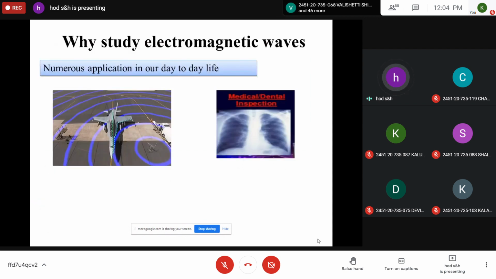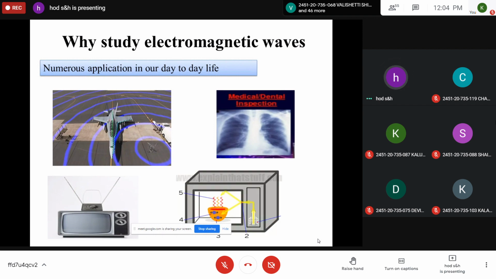So why do you have to study these electromagnetic waves? Because there are numerous applications. All these radar systems, aeroplanes, space rockets, all of them take these electromagnetic signals only. Based on that, they can travel, because relatively they should move in the Earth's atmosphere. For that, they need a prompt signal, that is nothing but an electromagnetic wave.